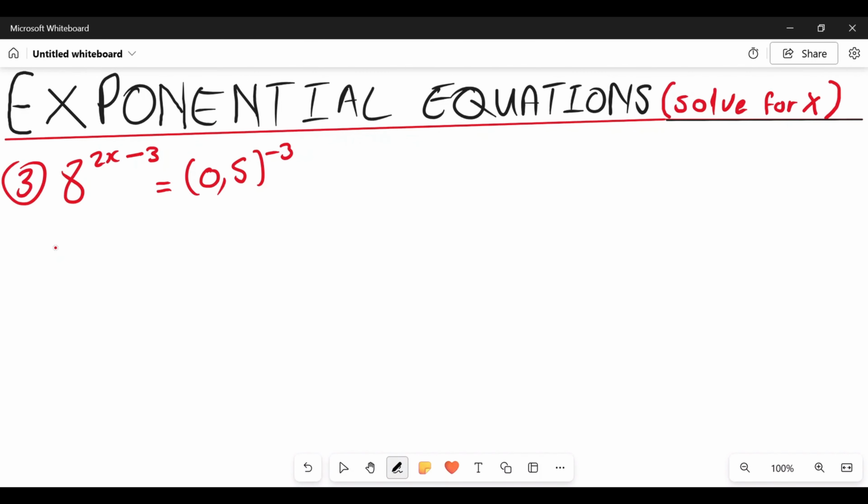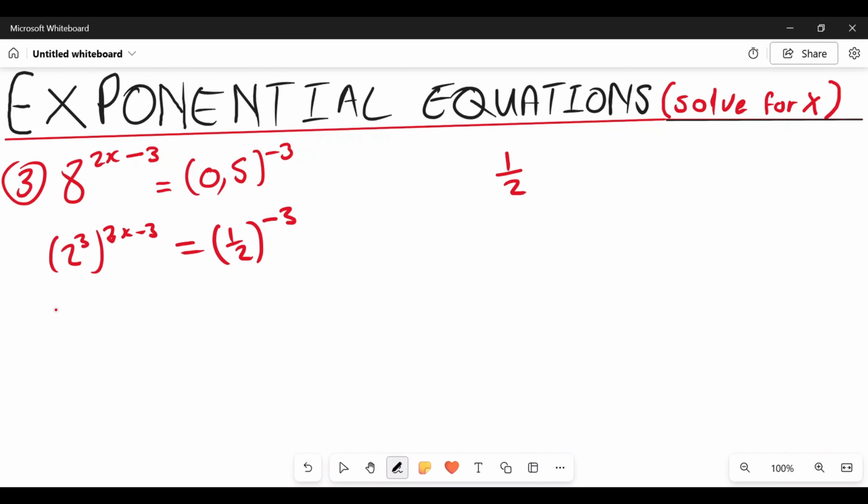Now we know that 8 is the same as 2 to the power of 3. But let us not forget, outside the bracket we have this exponent here, which is 2x minus 3. So you're going to write 2x minus 3 there. Now let's look at the right hand side. Inside the bracket we have 0.5. Guys, 0.5 is the same as 1 over 2, which is half. So you can write it as 1 over 2. There we go. But outside the bracket we have the exponent of negative 3.